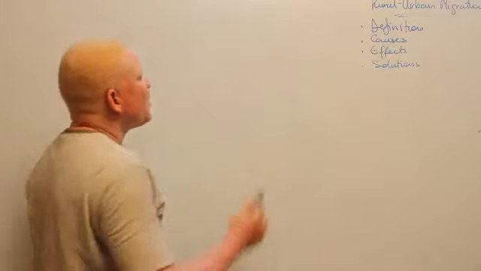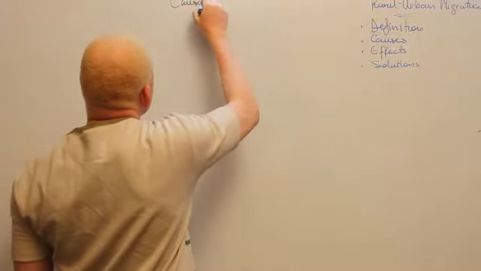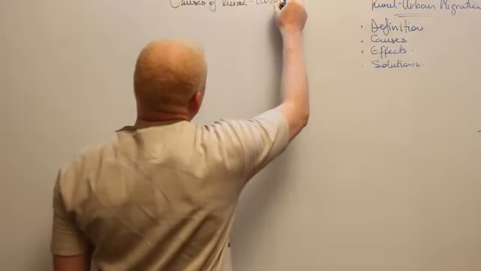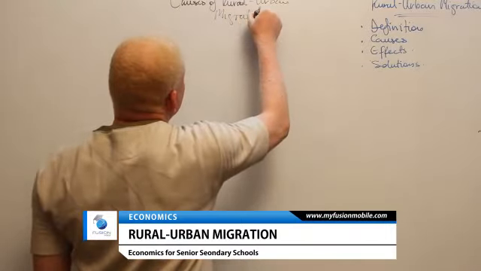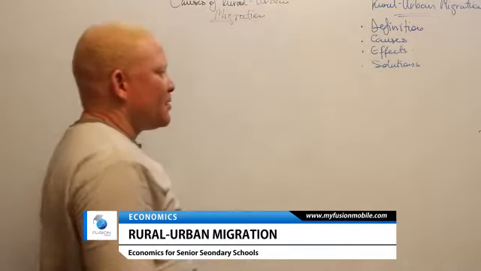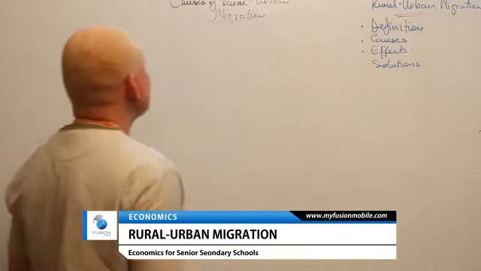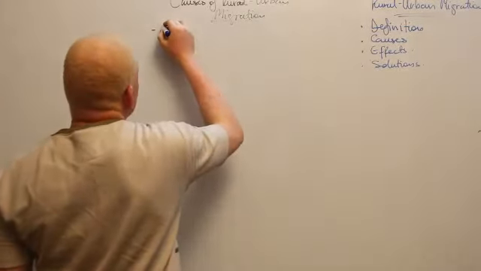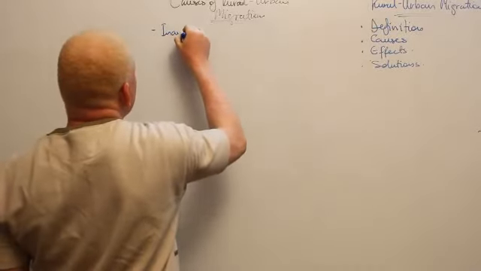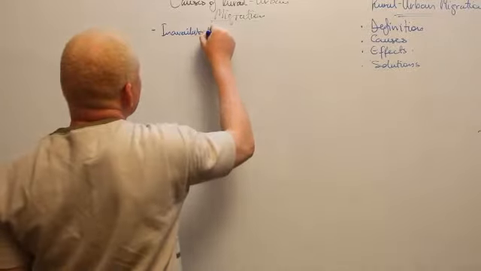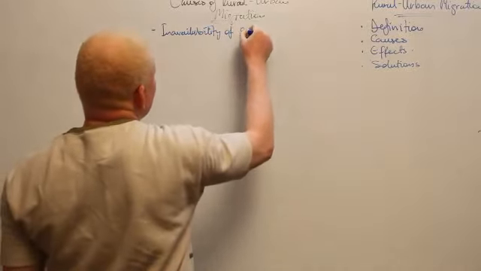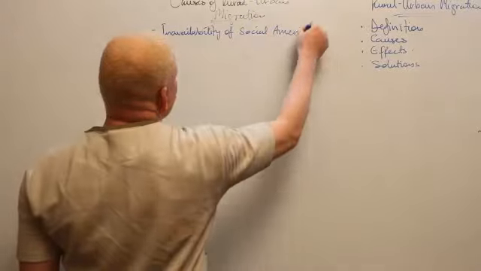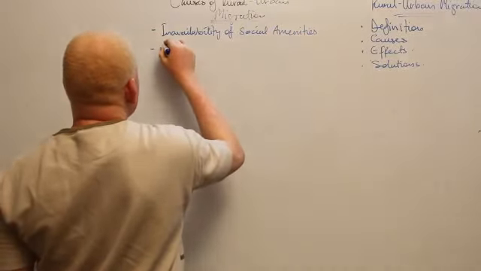Now, without wasting time, we look at the causes of rural-urban migration. Causes of rural-urban migration. The first cause, number one, is unavailability of social amenities, or lack of social amenities. That's one. Search for employment.